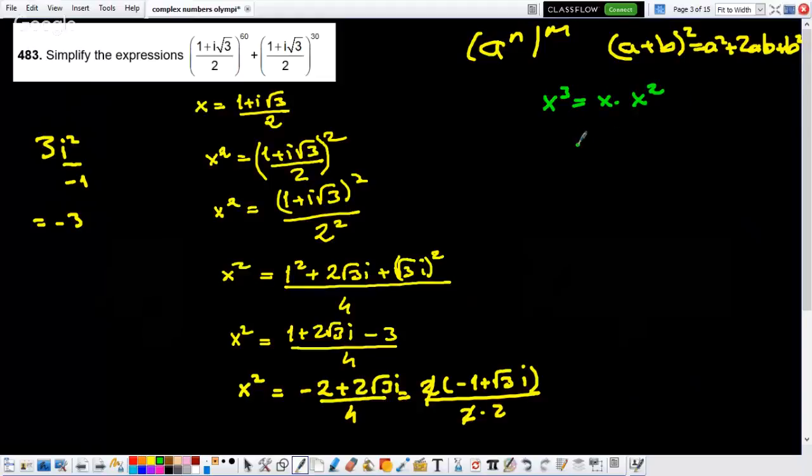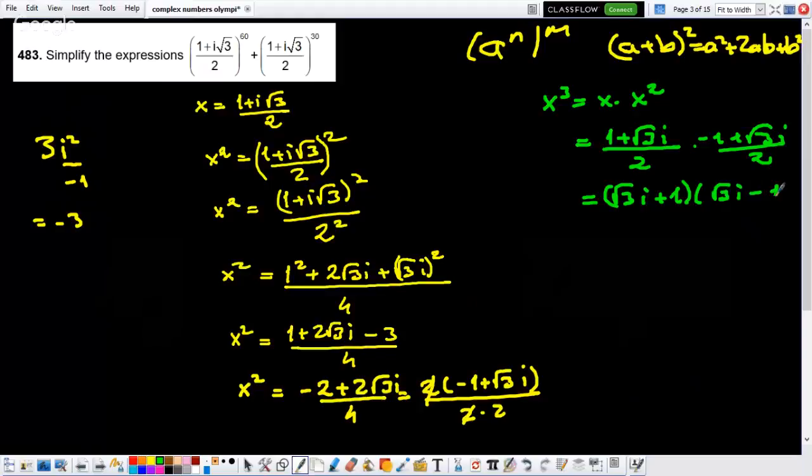You know that one. So it's going to be equal to 1 plus root 3i over 2 times 1 minus 1 plus root 3i over 2. I can rewrite this one like this: root 3i plus 1 times root 3i minus 1, all over 4. Why did I write it like this? Because minus 1 plus root 3i is equal to root 3i minus 1.